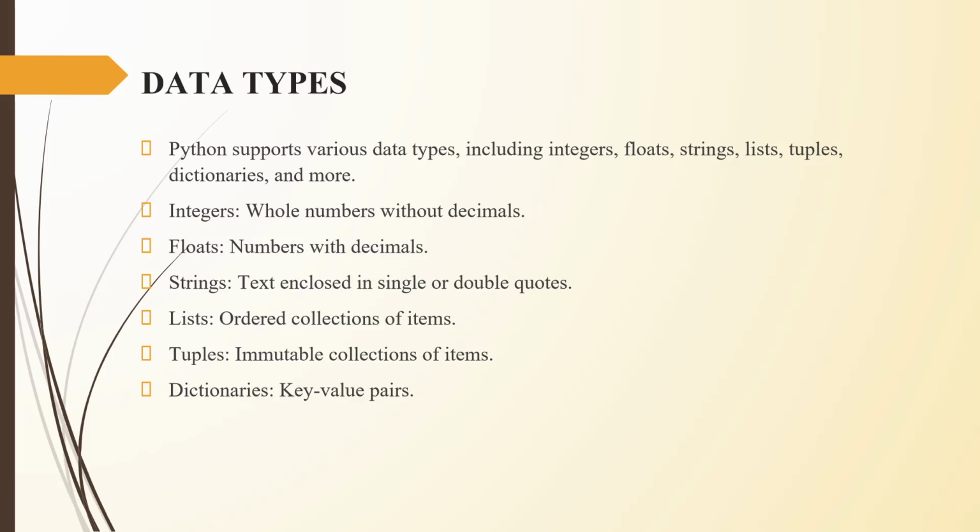Lists are ordered collections of items. You can store multiple items inside a list and they can be of different types. Lists are mutable, meaning you can change their contents after creation. Tuples are similar to lists but are immutable, which means once created their contents cannot be modified. Dictionaries store key value pairs where each key is associated with a specific value, like a real world dictionary where a word key has a definition value. Each of these data types serves a specific purpose when you are working with data in Python.